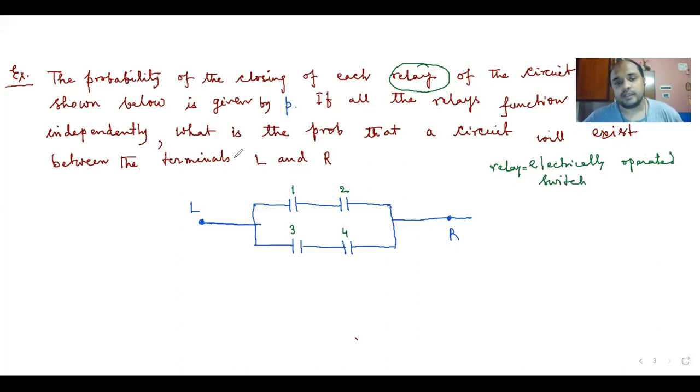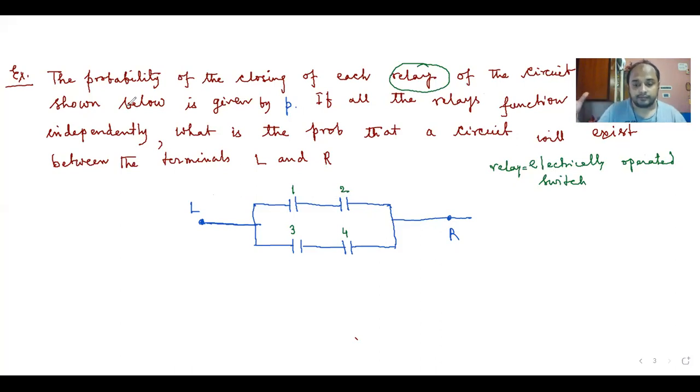And you know that when the relay remains closed, a circuit will form between the points L and R. Here, when I'm talking about the relays functioning independently, that means sometimes it is getting closed and sometimes it is getting open. Nobody is manually operating the relay.